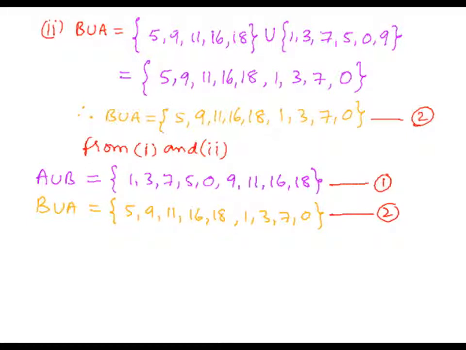So 1, 3, 5 and 7 are also the elements of B union A, and 0, 9 is also occurring in this B union A. Then 11, 16, 18. So the number of elements in this is 1, 2, 3, 4, 5, 6, 7, 8, 9 elements, whereas here also 9 elements. So here they are equal. So here right hand sides are equal.